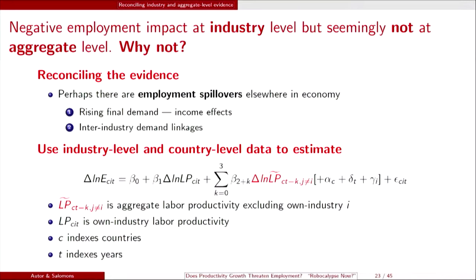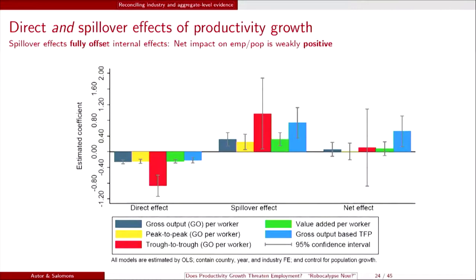So this is what you see. These direct effects, the own industry productivity effects, are strongly negative. And that's true if we look at gross output, at value added, if we look peak to peak or trough to trough. However, the spillover effects are positive and always strongly significant, and in fact, almost identical and opposite in sign to the direct effects. And so the net effect is in every case weakly positive, not always statistically significant, saying that effectively, these own industry effects are compensated by rising employment elsewhere in the economy. Productivity is good, but not for the workers in the sector in which it's occurring, at least not in terms of numerical employment. Probably is good for wages and many other things.